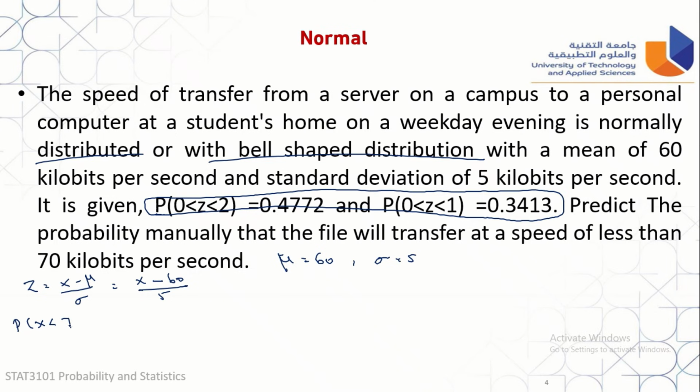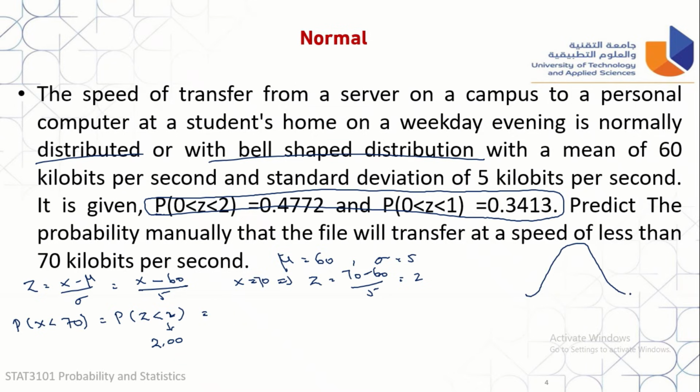What we have to find is the probability of x less than 70, which is equal to the probability of, what is the z value corresponding to 70? If x is equal to 70, then z is equal to 70 minus 60 divided by 5, which is equal to 2. So it is less than 2, that is 2.00. We have to find the probability of less than 2.